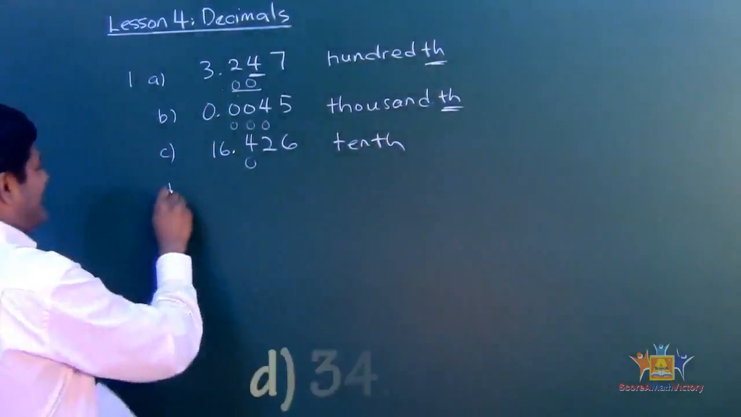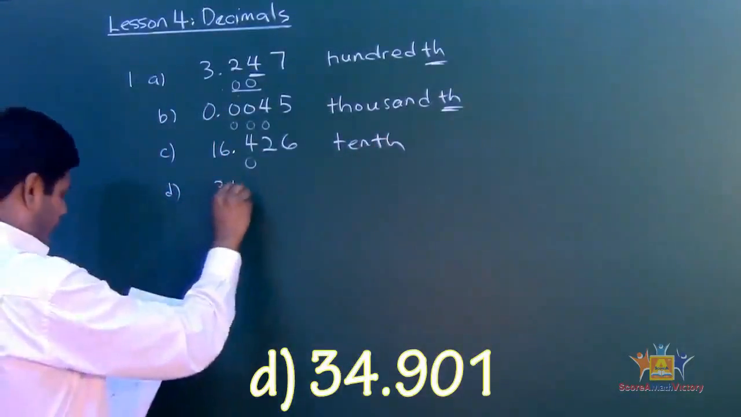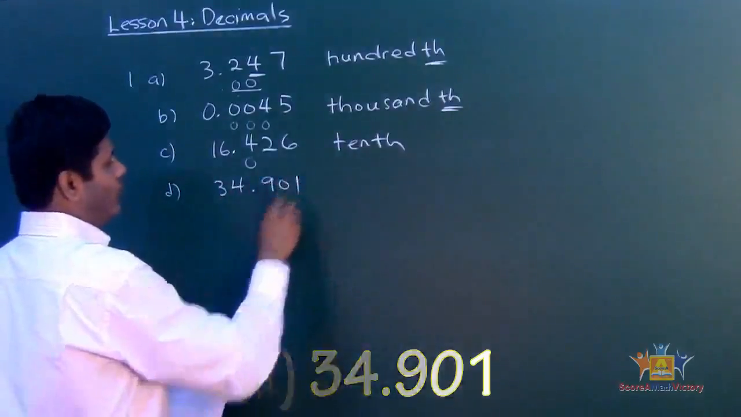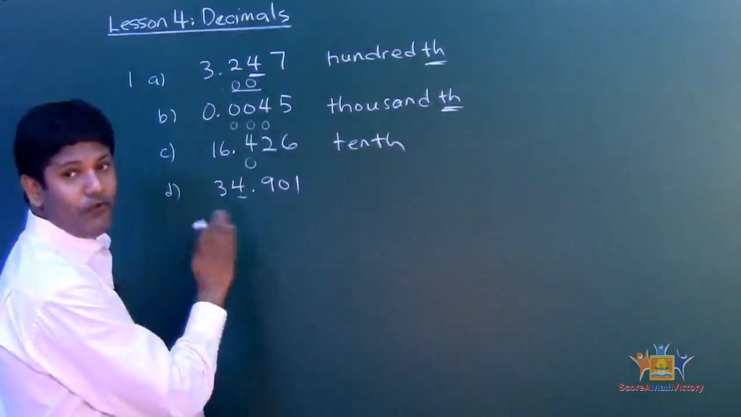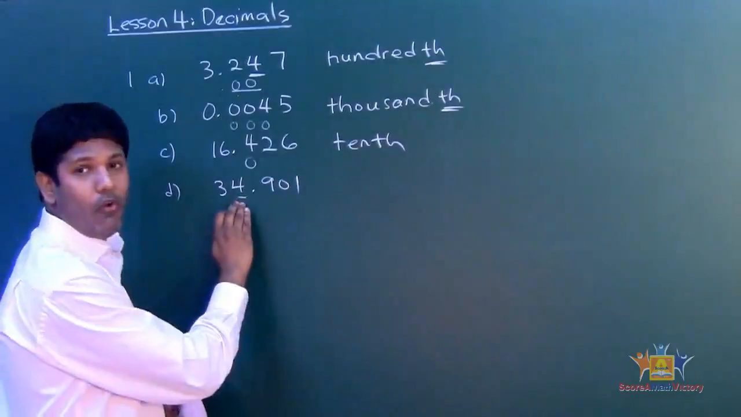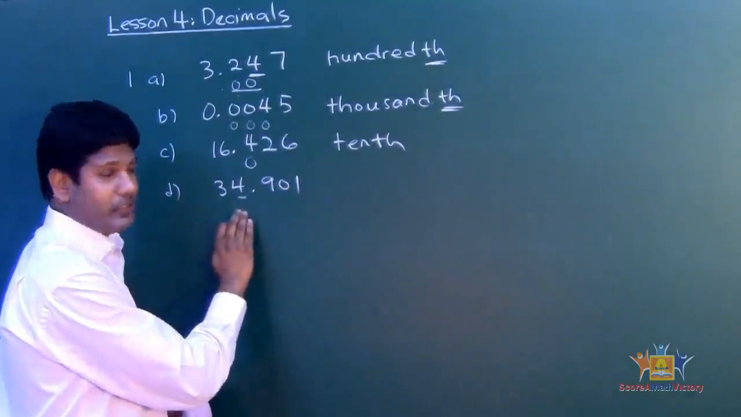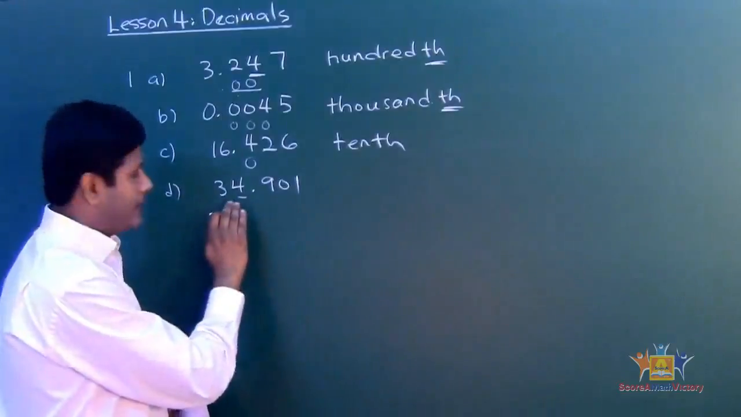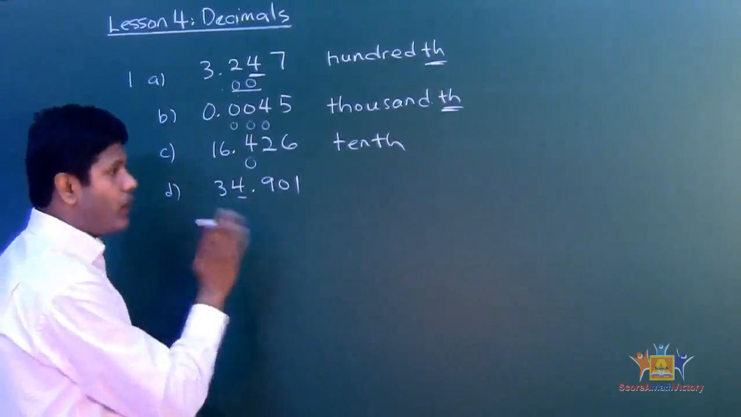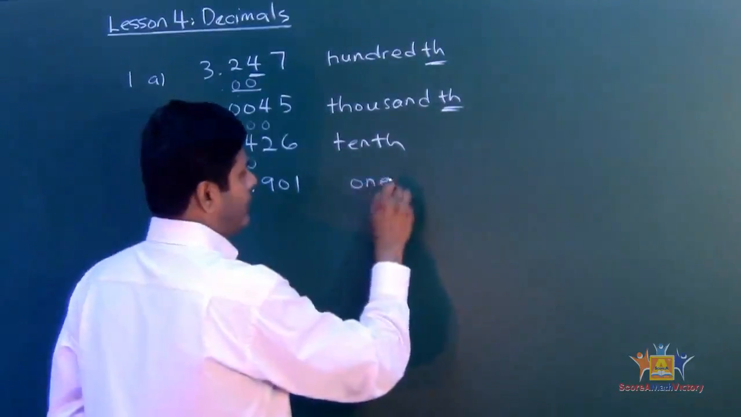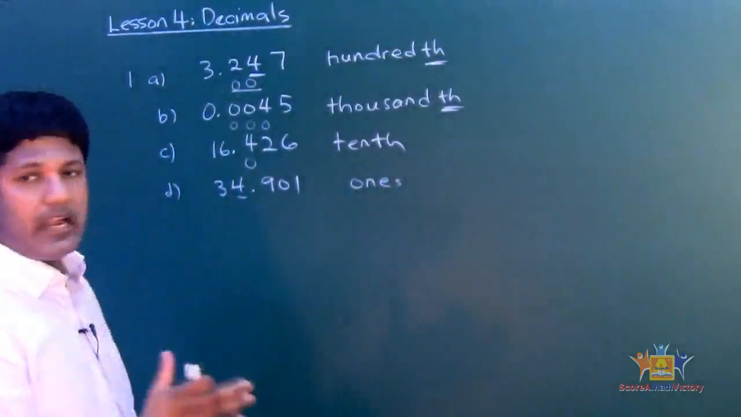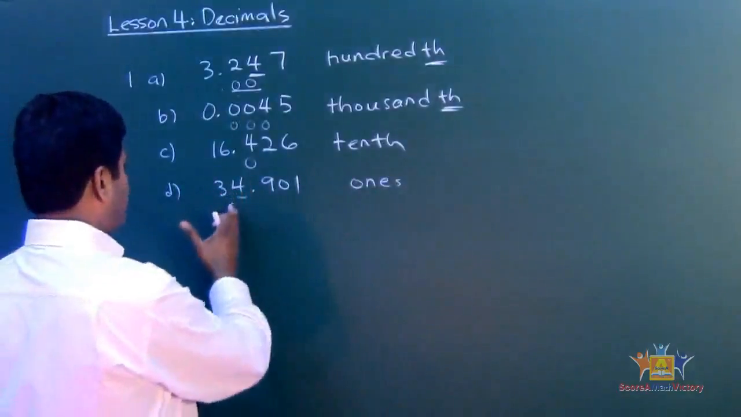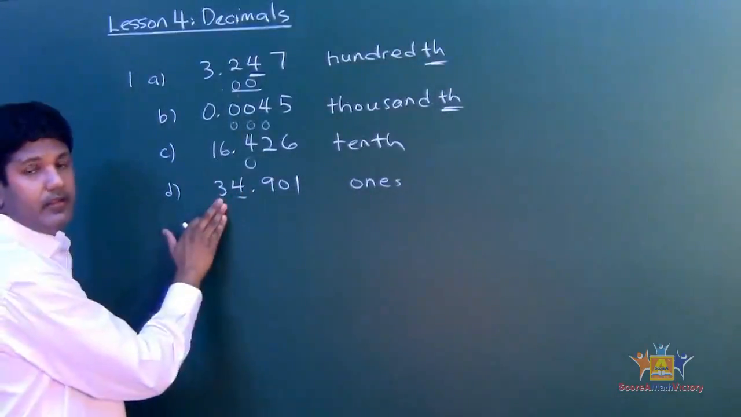All right, and then D, you got 34.901. Look at this 4, it fell before the decimal. Now it's in the whole number section, not the decimal number section. All right, that means 4 is under the ones. Keep in mind ones. All right, it's not the decimal, okay? So it's in ones. So then this one will be tenths, okay?